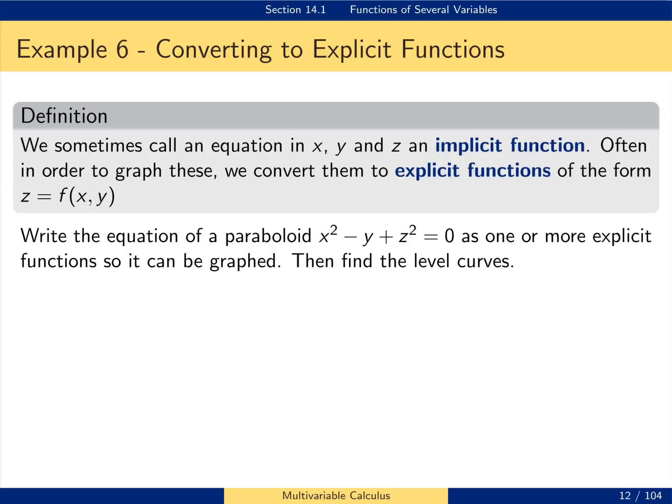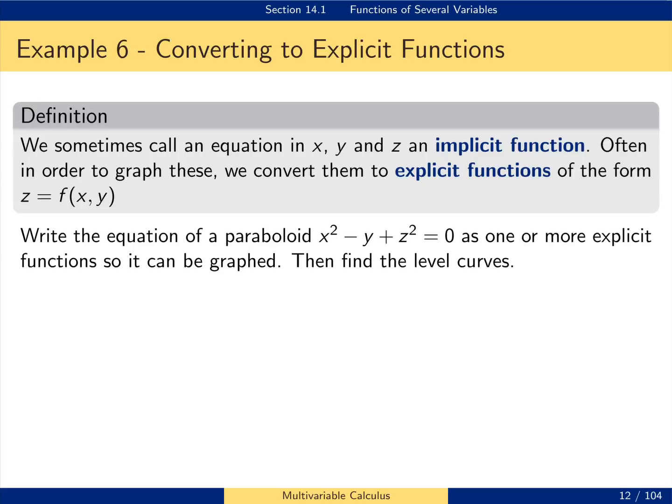Often we are given implicit equations in 3 variables. We may benefit from converting them to explicit functions of 2 variables of the form z equals f of x, y. This allows us to use calculus techniques on them and makes it easier to graph them using a computer. Let's try this for the paraboloid x squared minus y plus z squared equals 0.